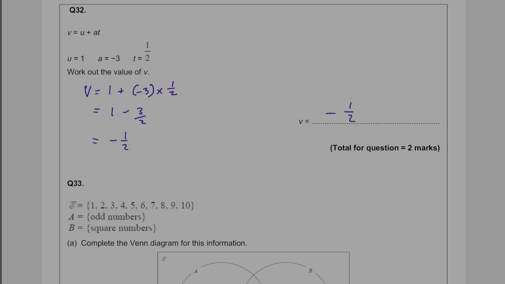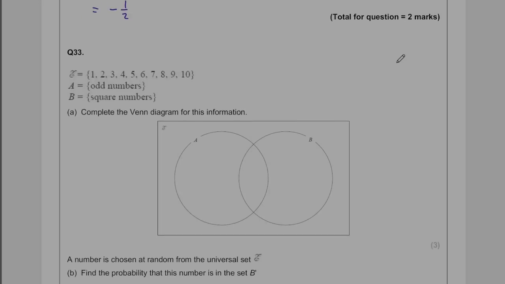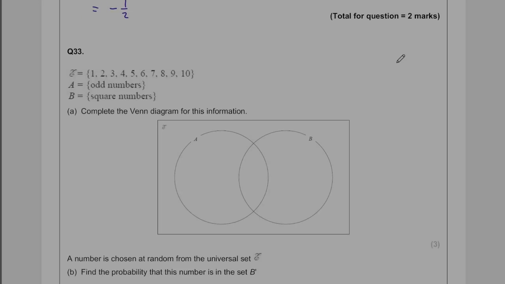Okay, question 33. So we've got our Venn diagram. The universal set is 1, 2, 3, 4, 5, 6, 7, 8, 9, 10. Set A is the odd numbers. Set B is the square numbers. Complete the Venn diagram for this information. Okay, so 1 is an odd and a square number, so 1 will go in the intersection. 2 is neither.